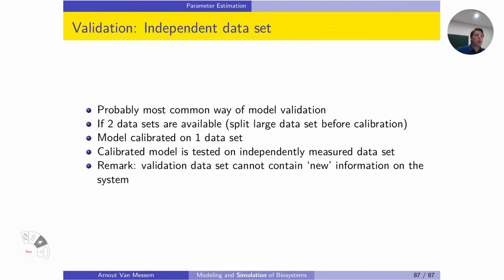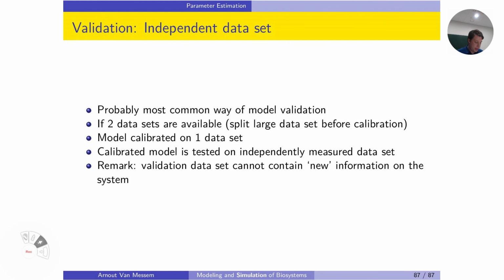The most commonly used way of validating is, as I said before, using an independent data set. So either we have two data sets available, or we take a large data set and we split it, and then we calibrate the model on one part, and we validate it with the other part.